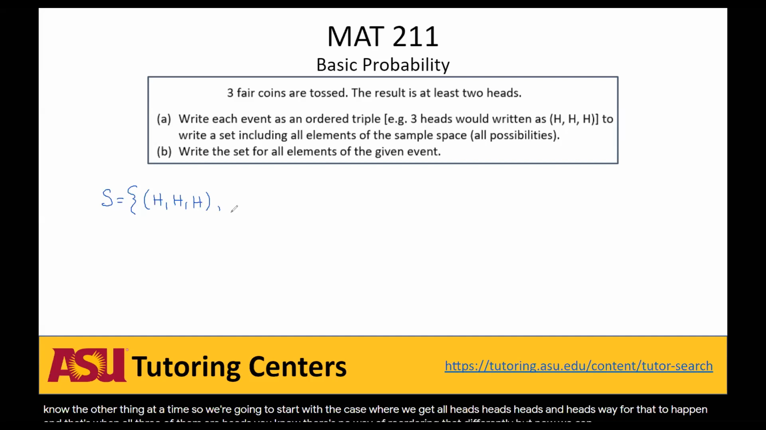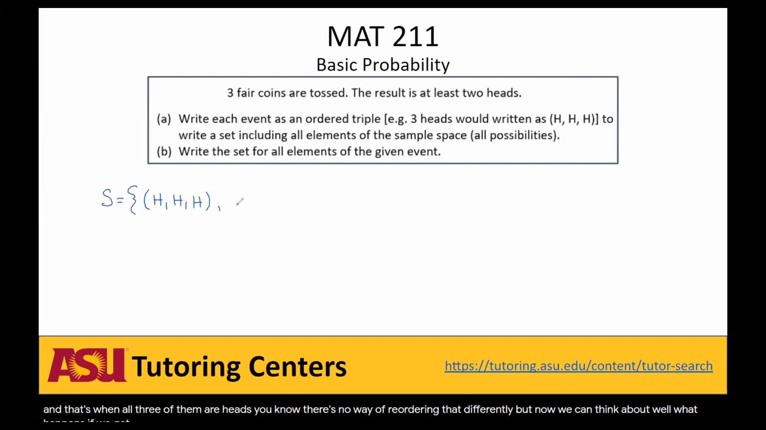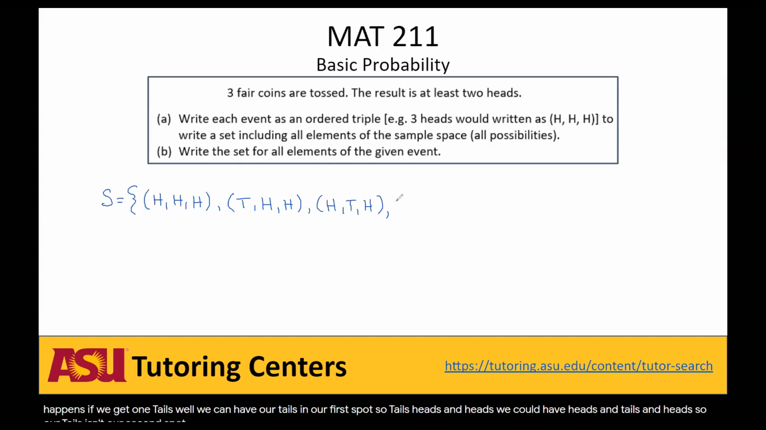But now we can think about, well, what happens if we get 1 tails? Well, we can have our tails in our first spot, so tails, heads, and heads. We could have heads, tails, and heads, so our tails is in our second spot. Or we could have it in our third spot, so that would give us heads, heads, and tails.